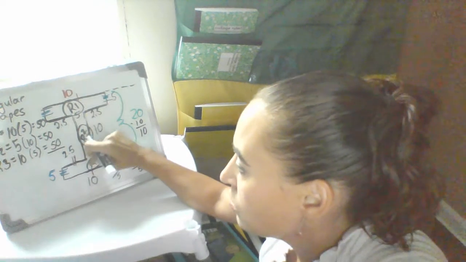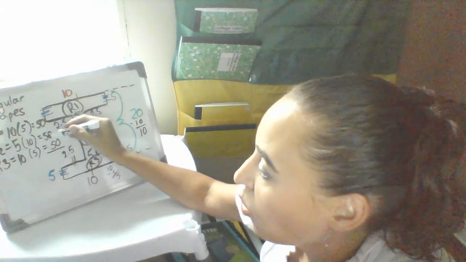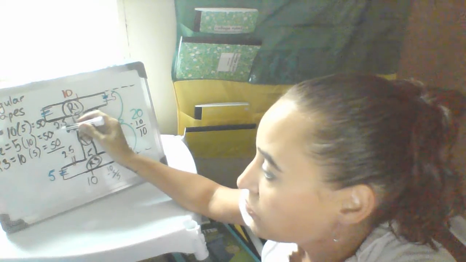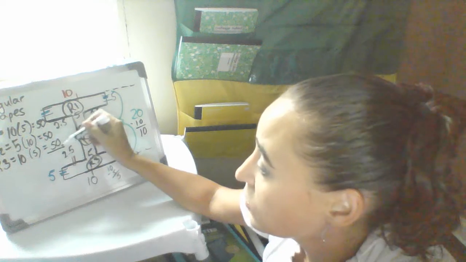So now what do we do? So I know the area of rectangle 1, rectangle 2, and rectangle 3. So to find the total area of this irregular shape, I have to add all 3 areas up. 50 plus 50 is 100. 100 plus 50 is 150.